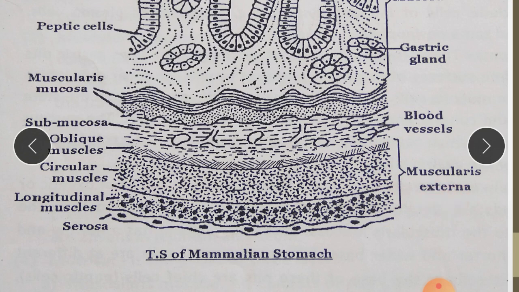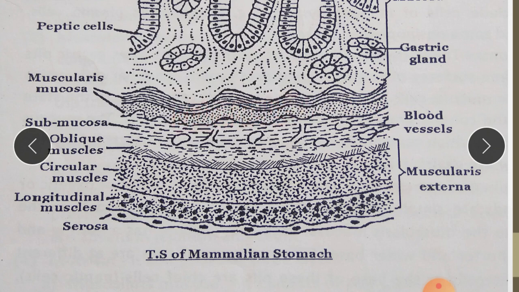One more muscular layer is here. Can you see here? Muscularis mucosa or muscularis interna. This is called muscularis interna. This muscularis interna is present in the submucosa.